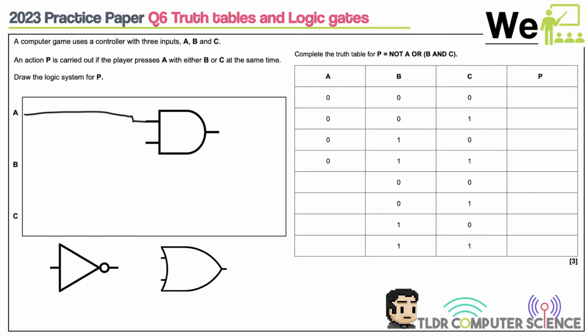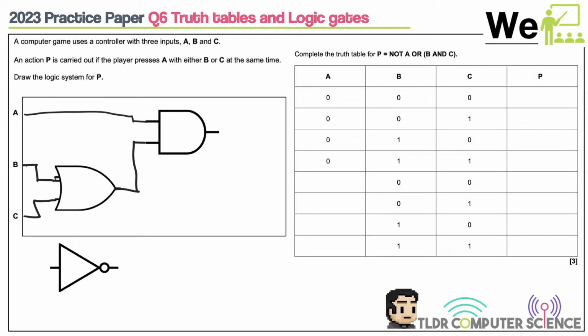All right. What do I have to use to combine B or C? OR. So we're going to have B or C go into this OR gate. The output's going to go in here. And then technically, that probably should say P, because that was the output.